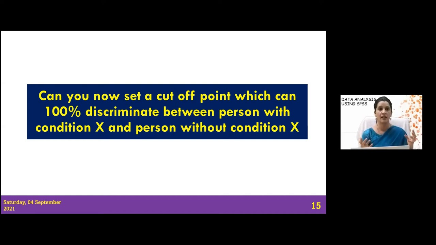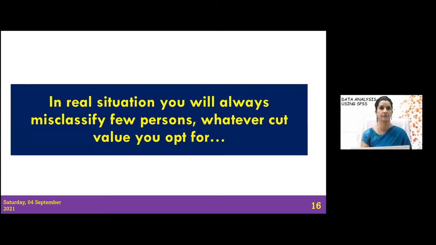So I cannot set a cutoff. Whatever cutoff I take, there will be some false positives and false negatives. I cannot say otherwise, because there is an overlap. Whenever there is overlap, there cannot be any cutoff which has 100% discrimination between a person with condition X and without that condition X. In real situations, we always misclassify a few persons, but the cutoff value we opt for is based on a few parameters, and we'll see what those parameters are.